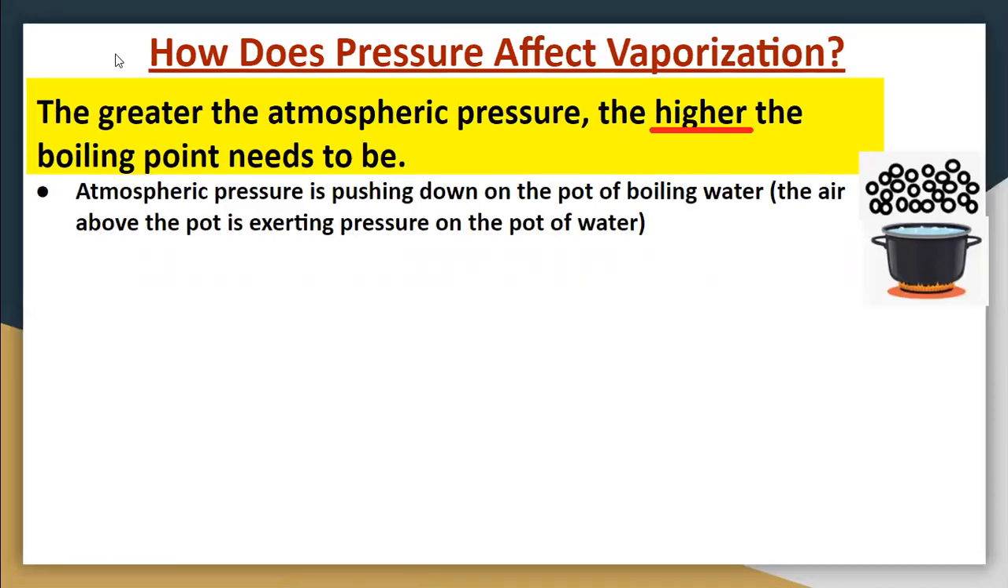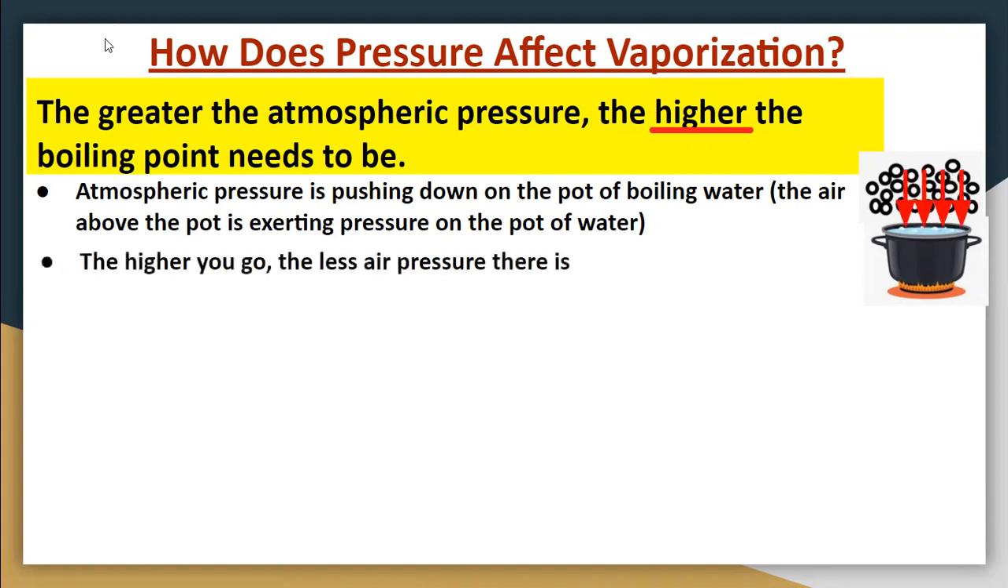Atmospheric pressure is pushing down on the pot of boiling water. So the air above the pot is exerting a pressure on the pot of water and on just about anything else you can think of. The higher you go, the less air pressure there is. There's just less air. It's less dense. Eventually in space, you don't really have the air at all pressing on you. You just float off into space.